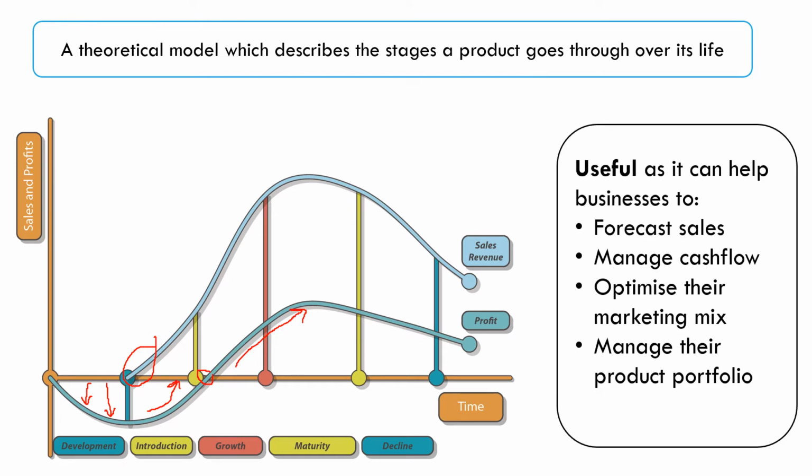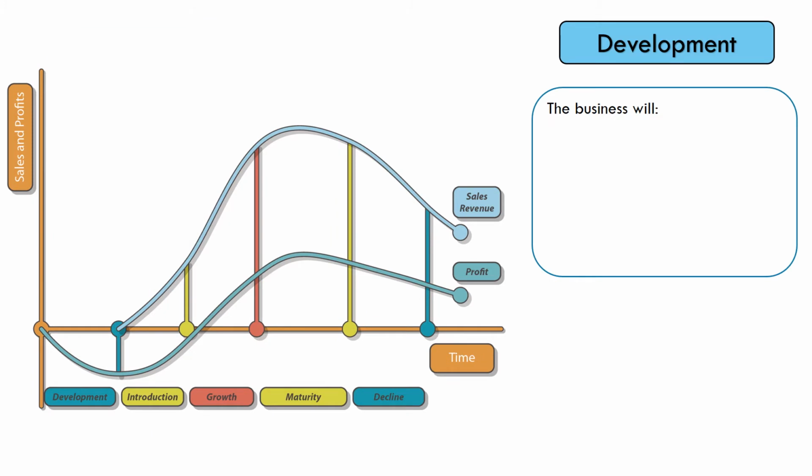So the product lifecycle is useful because we can use it to help forecast sales, manage cash flow, optimize the marketing of each product, and manage the range of products that a business offers. So let's now go through the stages.